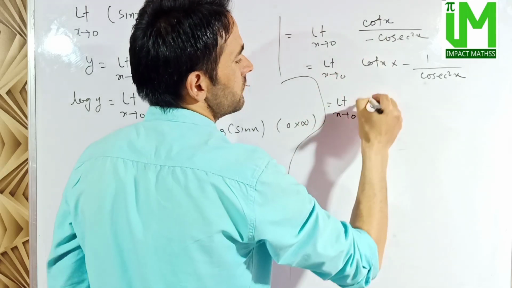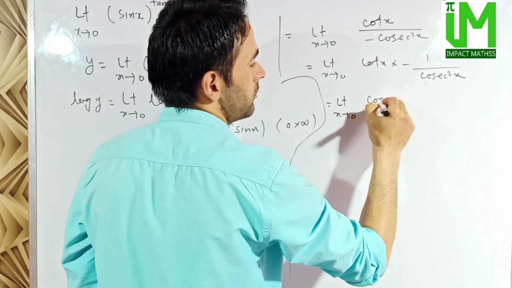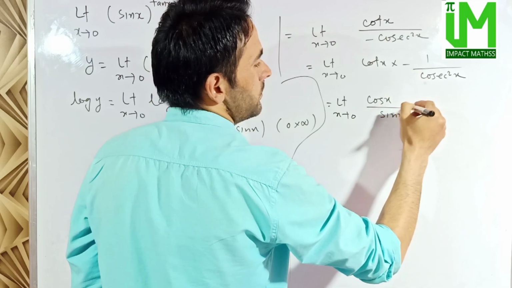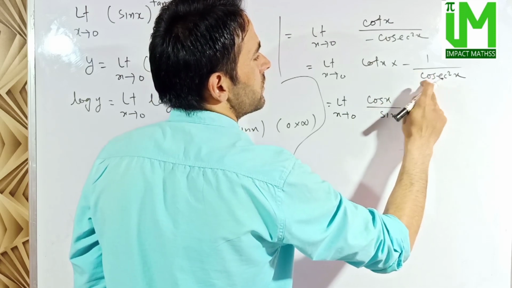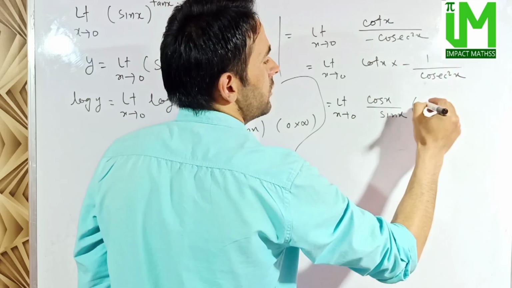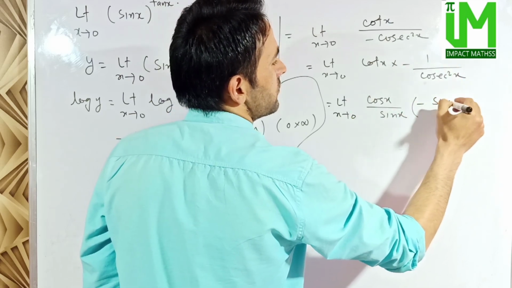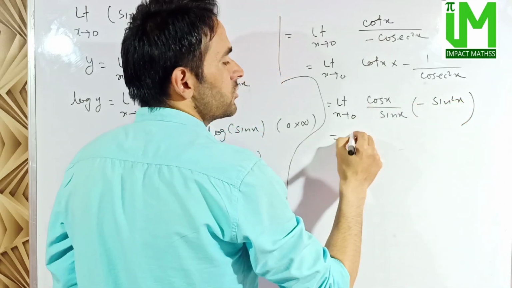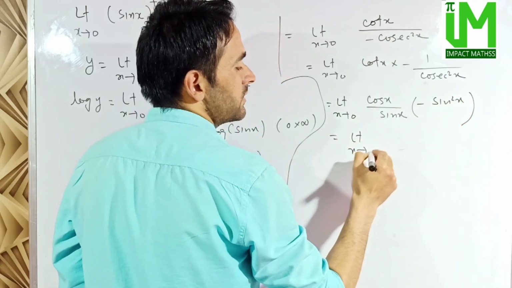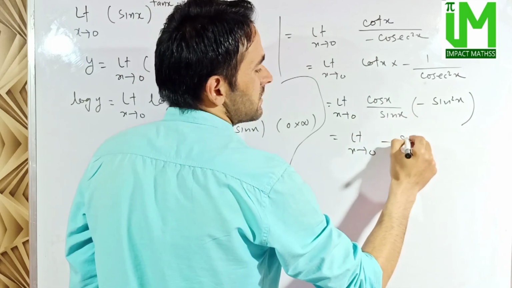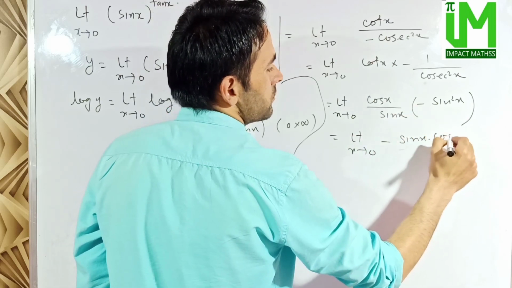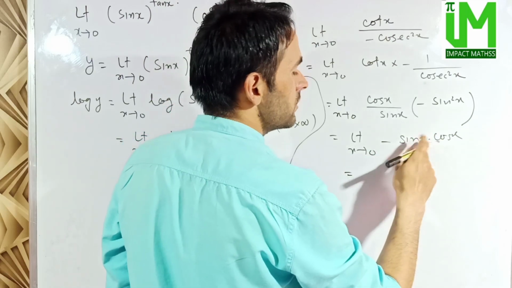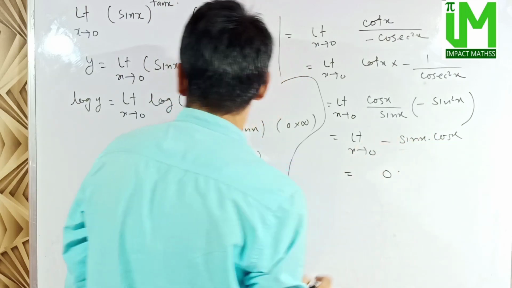So cot x will be written as cos x divided by sin x, and bringing cosec square x up, it will be minus sin square x, and this sin cancels with one sin, so we'll be left with limit x approaches 0 of minus sin x into cos x, and when x approaches 0, sin 0 is 0, so this will be 0.